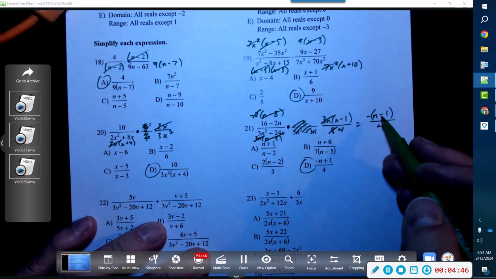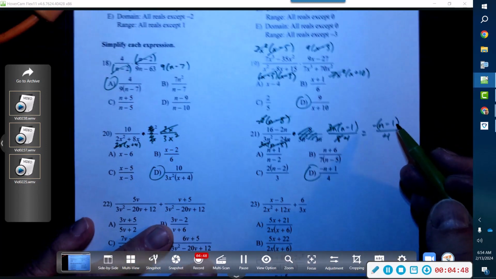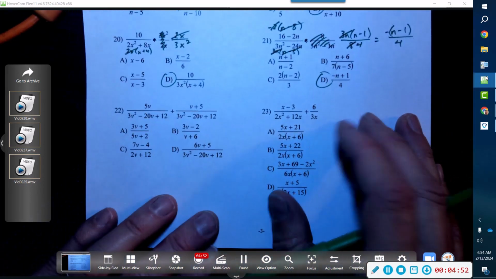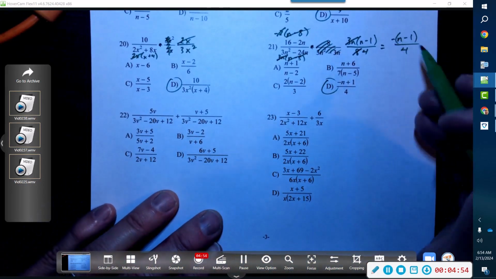This I like better because it keeps the binomial. Maybe you need to use it for another part of a problem, which might happen. But that's good.